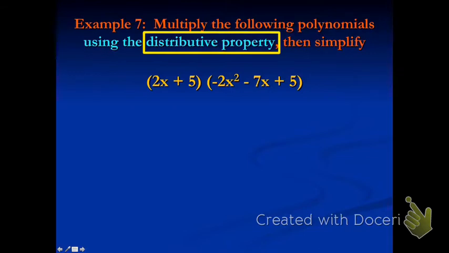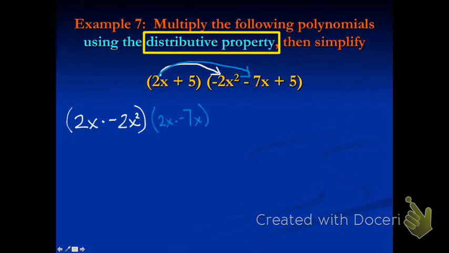So we need to multiply the 2x times the negative 2x squared. I'm going to write it down, then put parentheses around it and group it. Then we need to multiply the 2x times the negative 7x, write it down, and put parentheses around it and group it. Then the 2x times a positive 5, put it in parentheses and group it.